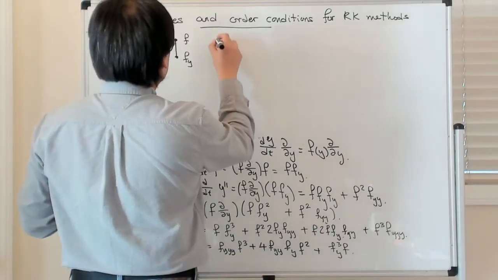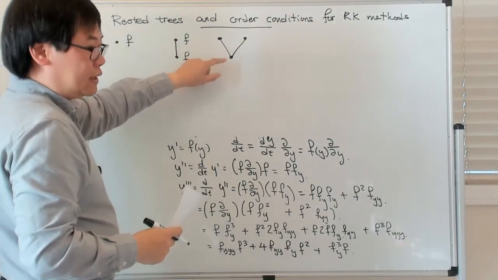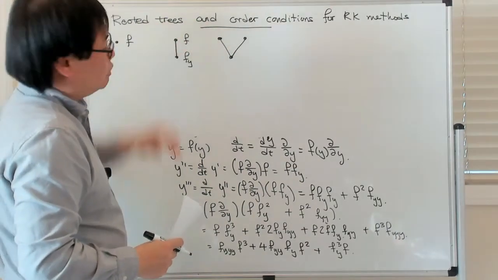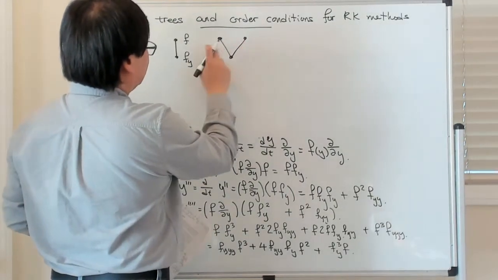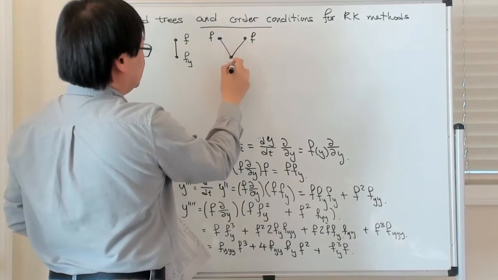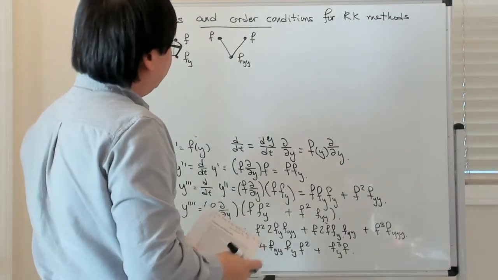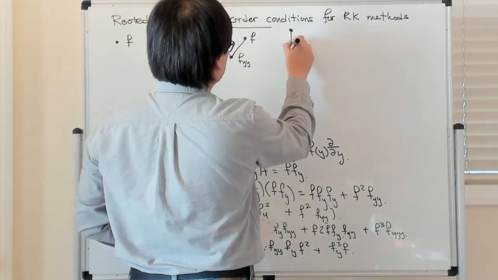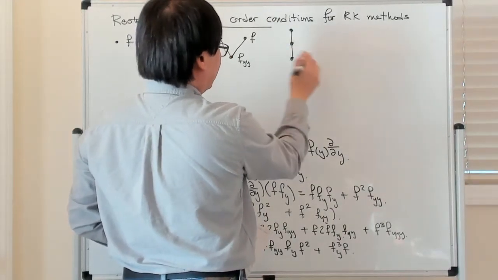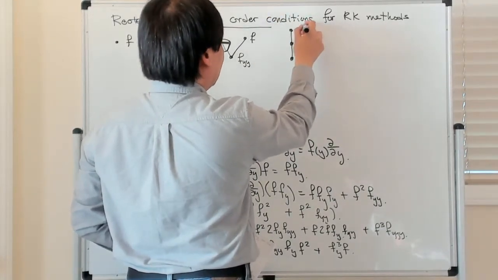If you have three nodes, there are two things you can do. You can do something like this. The idea of rooted trees is that there's a distinguished root, and then everything is ordered. Here, these two nodes have no branches, so they're each associated with f. This one has two branches, so you associate it with fyy. There's another possibility of a rooted tree with three nodes: one, two, three. This node has one branch, so I label it fy. This node again has one branch, I label it fy. This node has zero branches, I label it f.